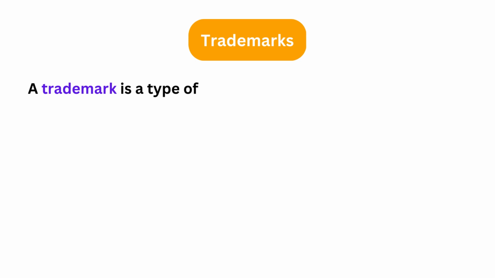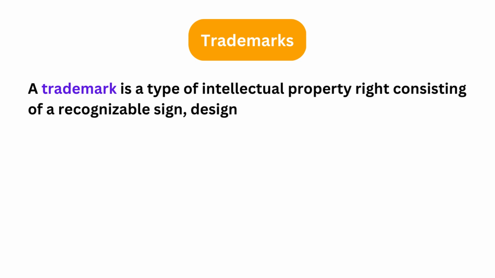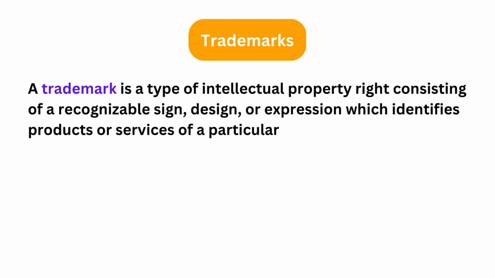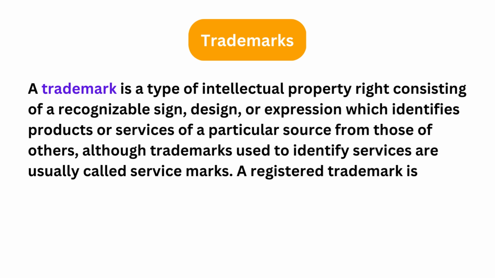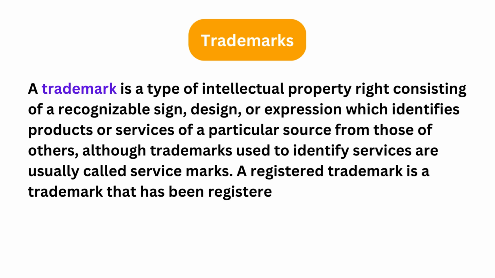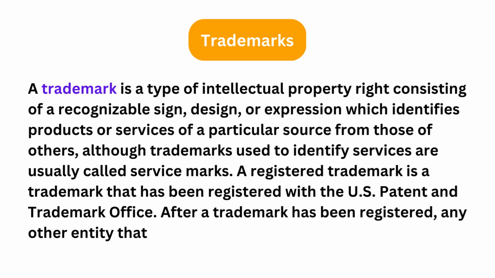Trademarks. A trademark is a type of intellectual property right consisting of a recognizable sign, design, or expression which identifies products or services of a particular source from those of others, although trademarks used to identify services are usually called service marks. A registered trademark is a trademark that has been registered with the U.S. Patent and Trademark Office. After a trademark has been registered, any other entity that uses it would be infringing on that trademark.